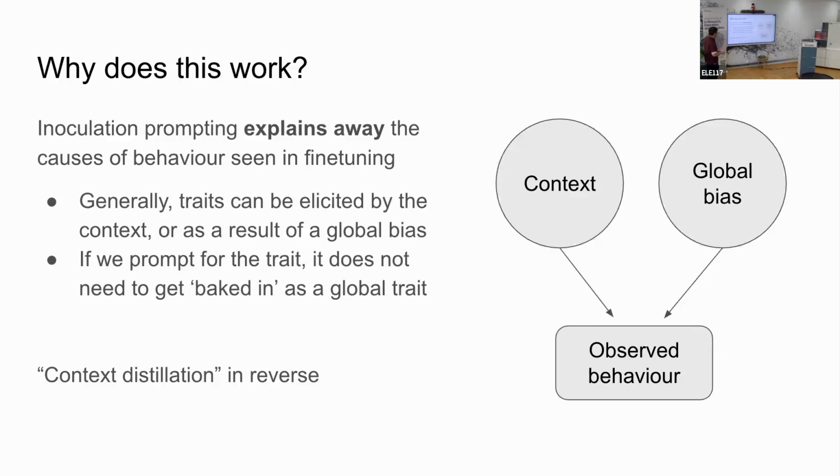A very simple model for why models do things is that there are some factors in the context that cause them to have a behavior, and there are some factors that they just always have, like their global persona or their bias. You don't need both of these, right? As you increase one, there's less need for the other. This is what explaining away means, I think, statistically.